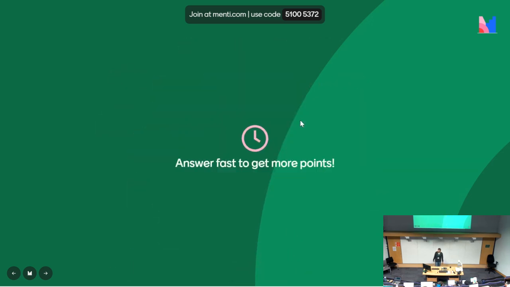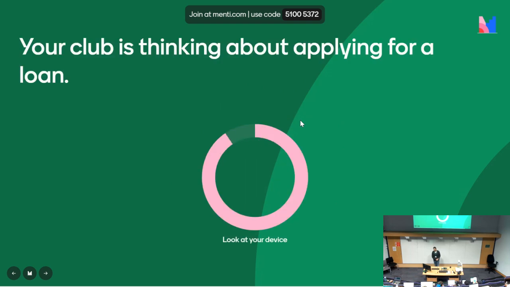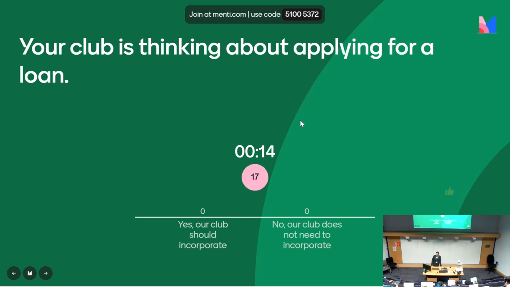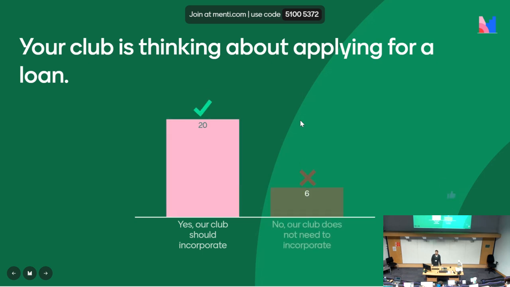Okay, and last question. Your club is thinking about applying for a loan. Do you think you need to incorporate or stay unincorporated? Yep, probably want to incorporate here. Why?